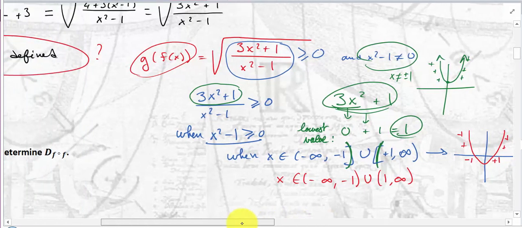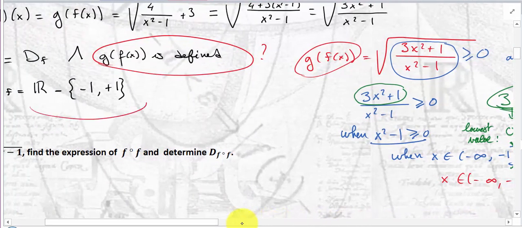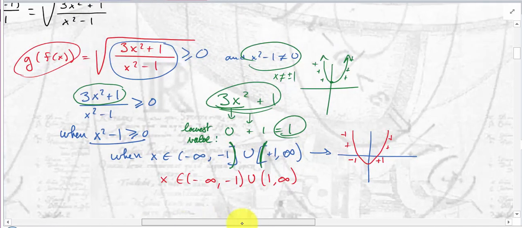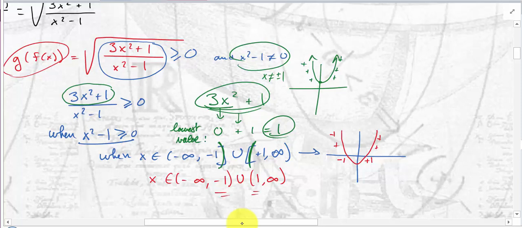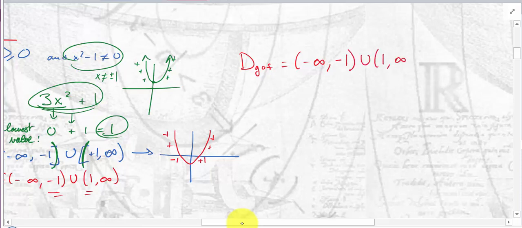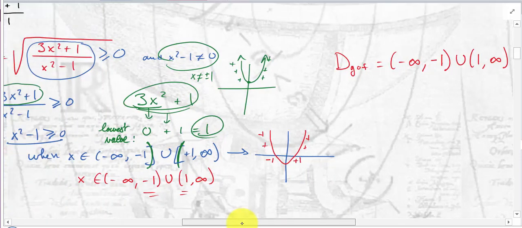Now let's see what we had for the domain of f. The domain of f was all real numbers except negative 1 and 1. Negative 1 and 1 are not in here. Therefore, the domain of g of f is negative infinity to negative 1, parenthesis, union 1 to infinity. Okay? For this, it's the same as the domain of the expression of g of f. Adding the domain of f does not add any new condition to it. Okay? All right. That's it for the first example.